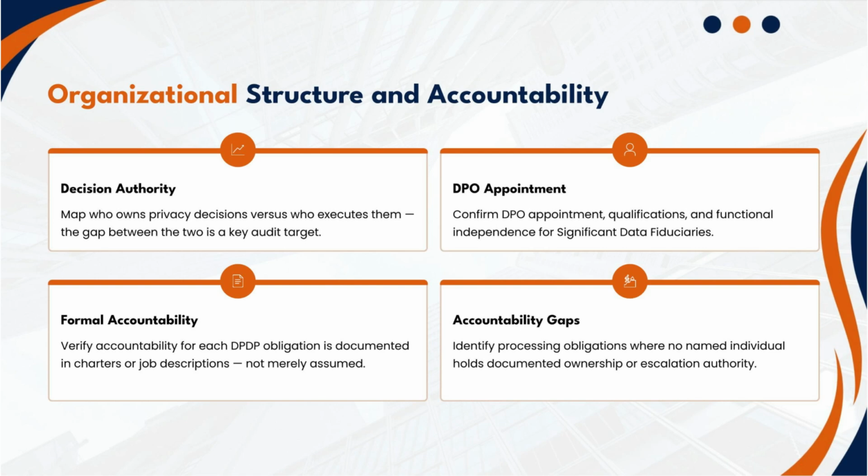Let me tell you about a client where this became painfully clear. Their DPO was a genuinely capable person, 3 levels below the executive team, reporting into IT. She had flagged a serious issue with their marketing data flows 4 times. Documented, in writing, escalated. Nothing happened. She had responsibility without power, which is not accountability. That is just blame waiting to be assigned.